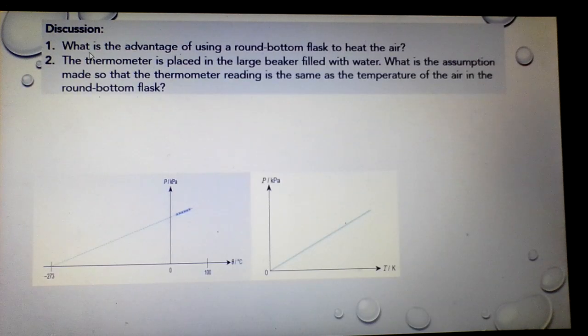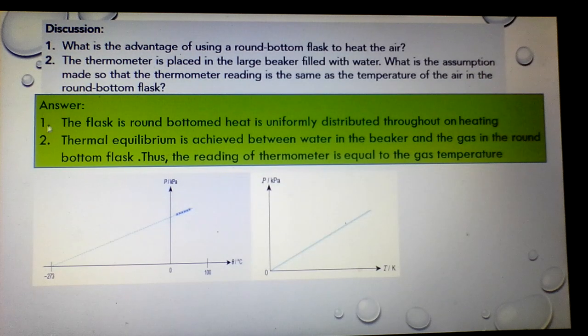Okay, now discussion. What is the advantage of using round bottom flask to heat the air? The thermometer is placed in the large beaker filled with water. What is the assumption made so that the thermometer reading is the same as the temperature of the air in the round bottom flask?